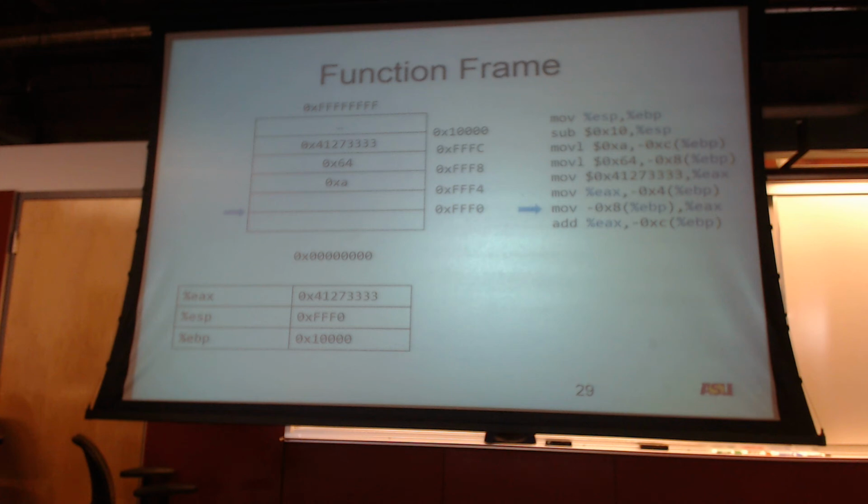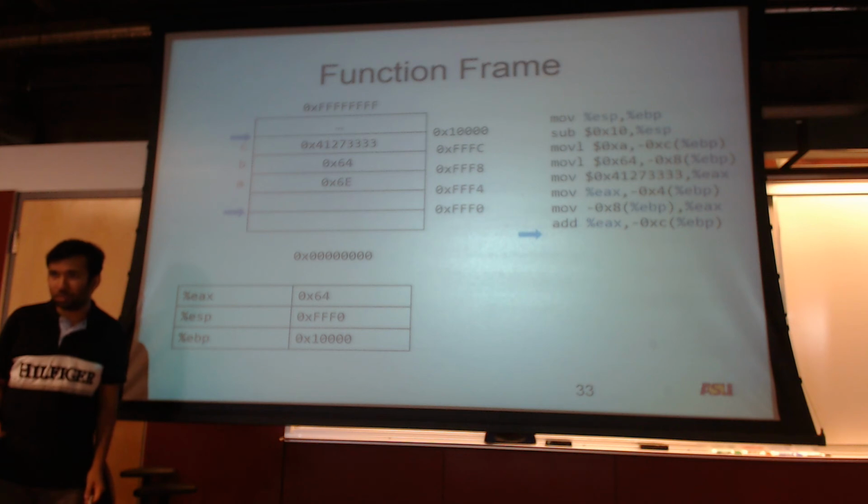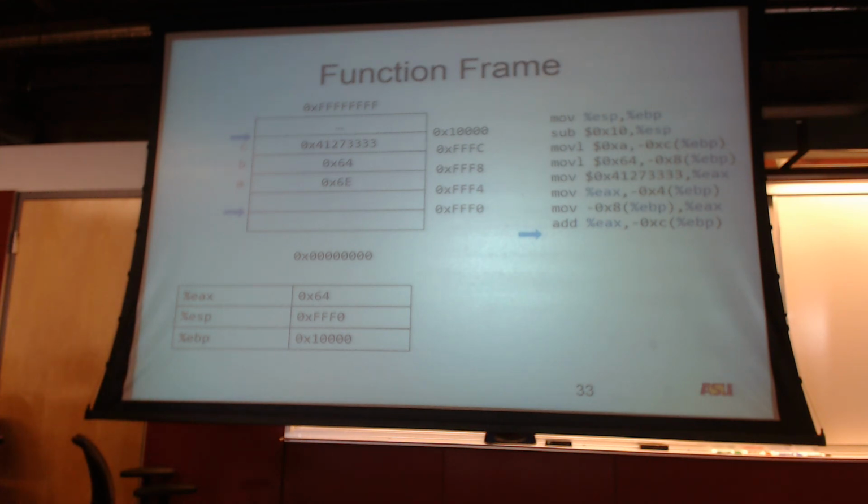So then what we do is we move EBP minus 8 to EAX. So EBP minus 8 became what? 64. So 64 goes to EAX. Then we add EAX to EBP minus C. EBP minus C is 10. So 64 plus 10 becomes 6E, and that is the value we have in A. Okay, so this is exactly what we showed in that note. Right, so that's how this particular code operates the stack.